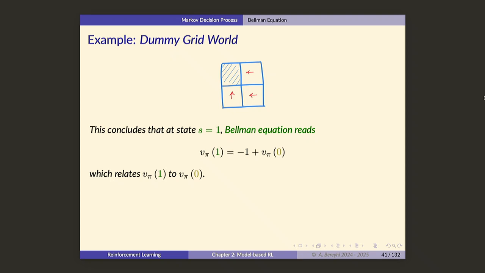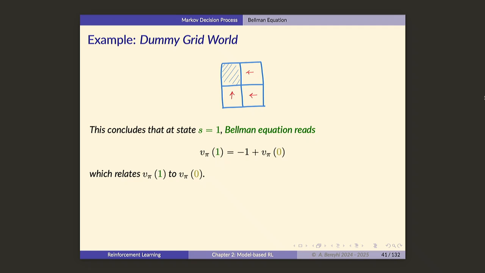Now, can you tell me what's going to be the next Bellman equation if you write it down for state 2? Just look at the diagram, and intuitively, tell me what's going to be the value of your state 2 given other states that you have in this diagram. So I want to write down the value v pi at state 2, and state 2 is the one on the down left. What's going to be this guy? Can you tell me?